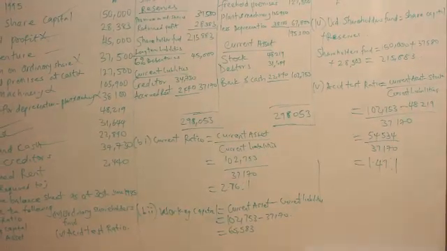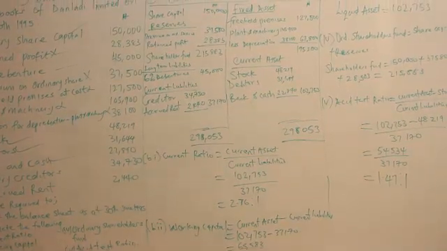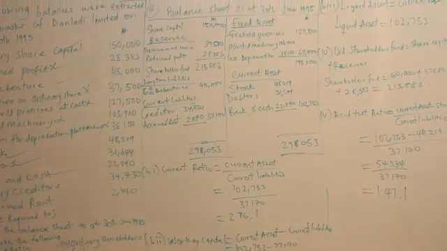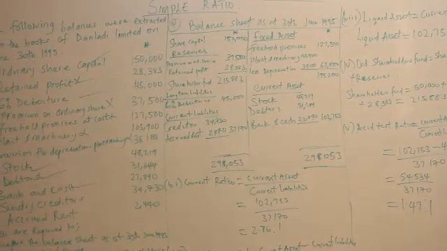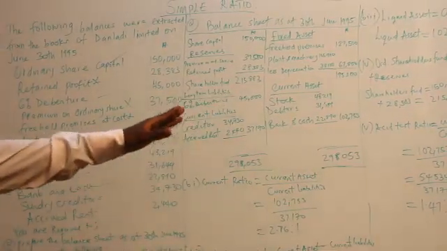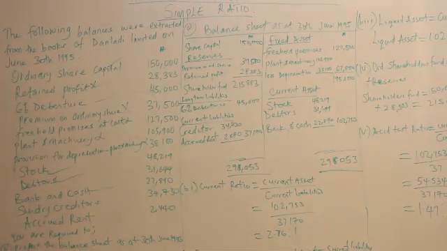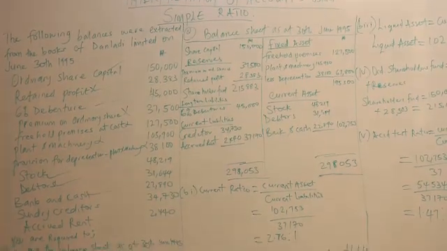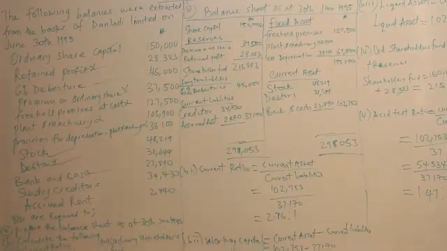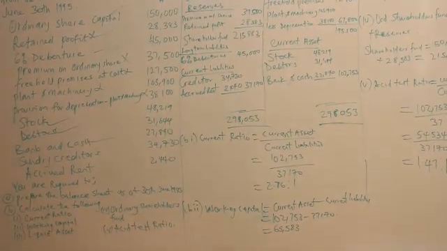So we are able to prepare the balance sheet. We are given a question and we are asked to prepare the balance sheet. We have the fixed assets, then the current assets, and also the share capital and the reserves. We also have the long-term liabilities, 60% debentures. We have the current liabilities. We have the creditors. We have the accrued rents.